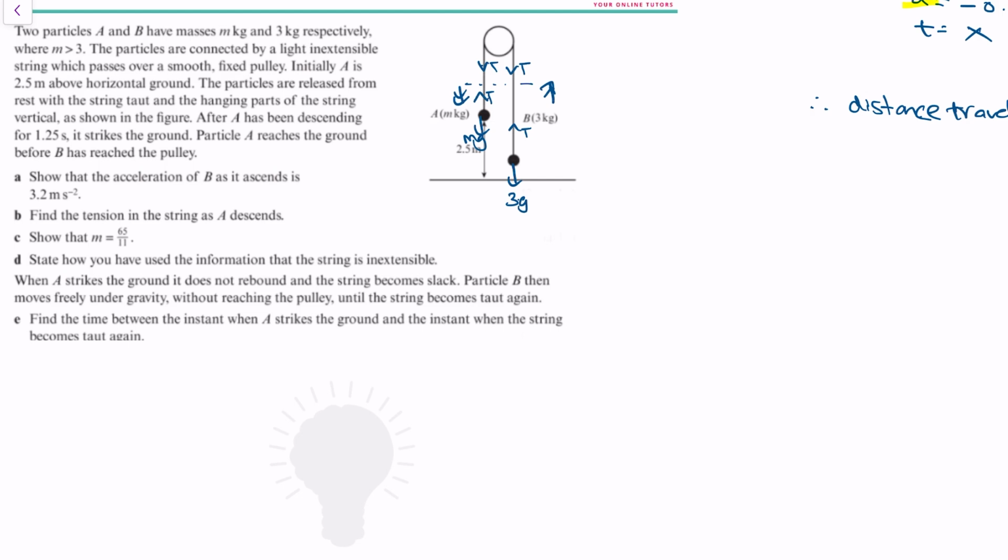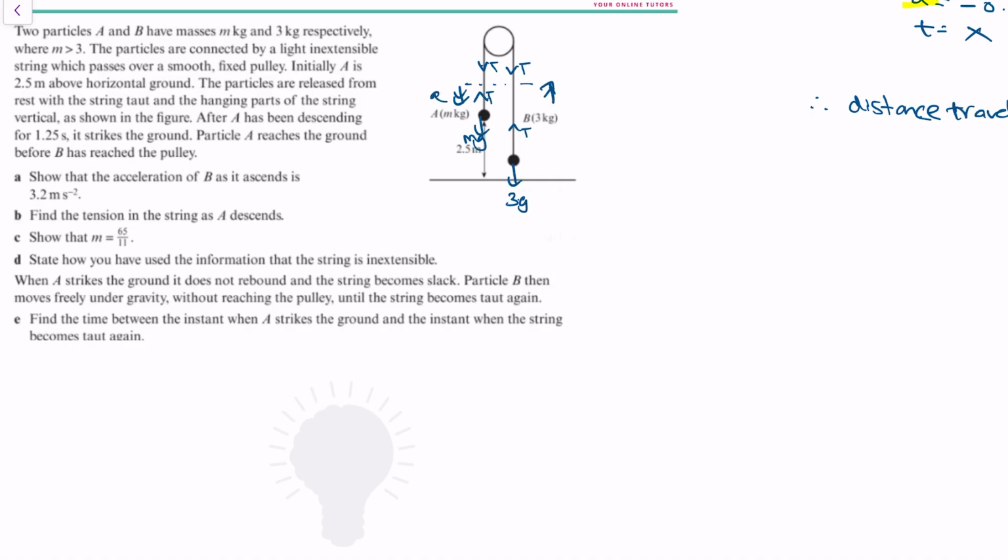Initially, A is 2.5 meters above horizontal ground. The particles are released from rest with the string taut and the hanging parts of the string vertical, as shown in the figure. After A has been descending for 1.25 seconds, it strikes the ground. Particle A reaches the ground before B has reached the pulley. Show that the acceleration of B as it ascends is 3.2 meters per second squared.